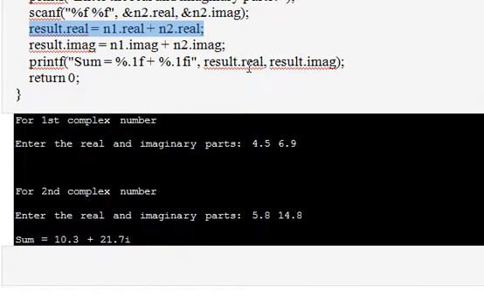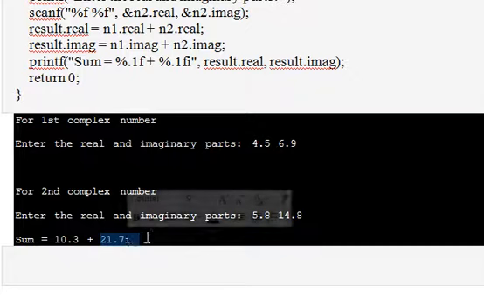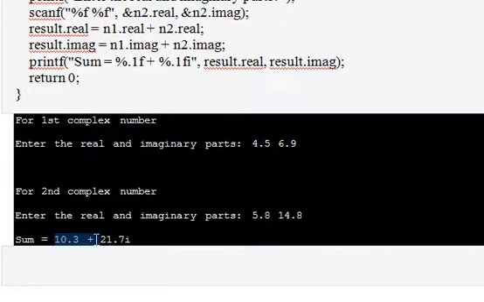I am printing result dot real here, so it prints 10.3, plus result dot imaginary. Here result dot imaginary is n1 dot imaginary plus n2 dot imaginary. n1 dot imaginary means 6.9, and n2 dot imaginary means 14.8. Now the total is 21.7, so 21.7i. So this is the sum of two complex numbers.